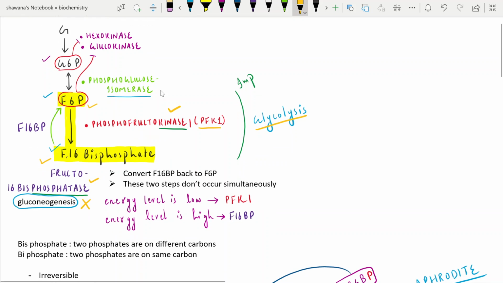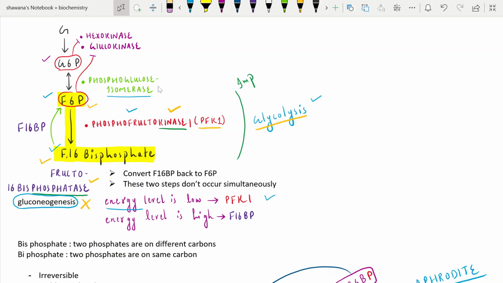Logically, when the energy level of a cell is low, it means that the cell is not producing enough ATP. It means that we need glycolysis. In these circumstances, we need glycolysis to produce a large amount of ATP. When the energy level is low, PFK1 is going to work, right? It will proceed the glycolysis downwards.